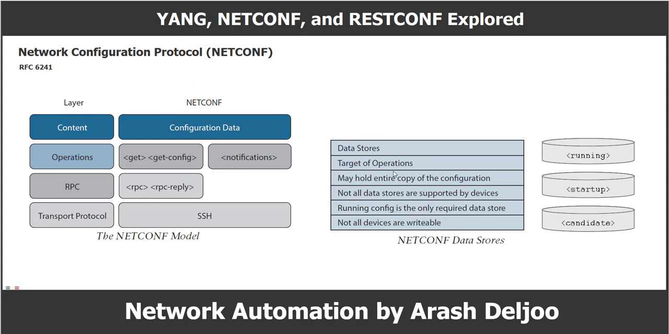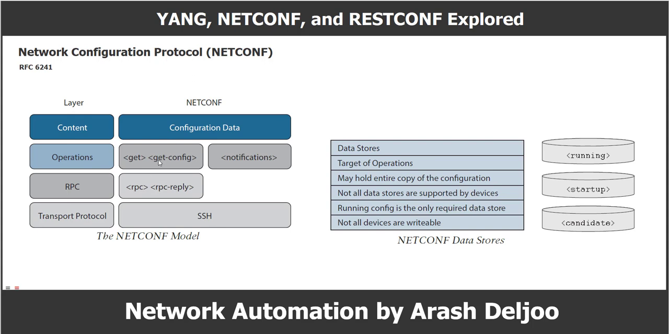Here we can see the features or the criteria of these data stores. Let me review it again. All of them are data stores, and all of them are targets of operations, and they can hold an entire copy of the configuration or not all of the configuration. Not all data stores are supported by a device. It means that not all devices have all of these data stores. Running config is the only required data store. Yes, this is the only required data store. Others can be available or not available. Not all devices are writable, meaning not all of these data stores are writable.